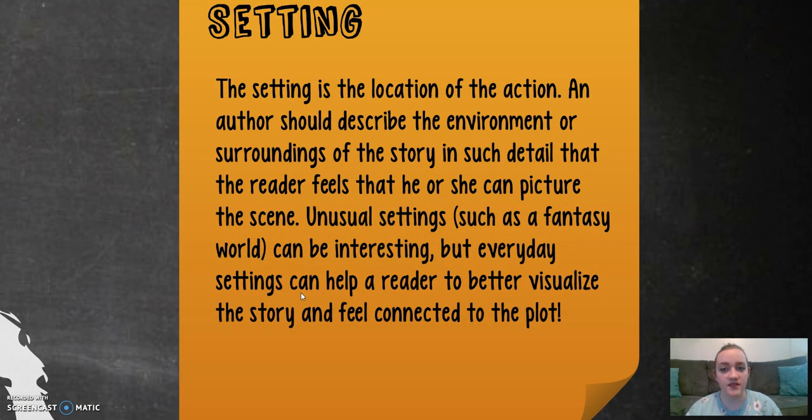Next we have the setting. The setting is where the action takes place, the environment where the story is. This could be a town. This could be as vague as a swamp or something like that. It could be a fairy tale world, it could be a different planet. But the setting is really important because it gives the reader background. So whenever you write something, you need to make sure you include a setting.